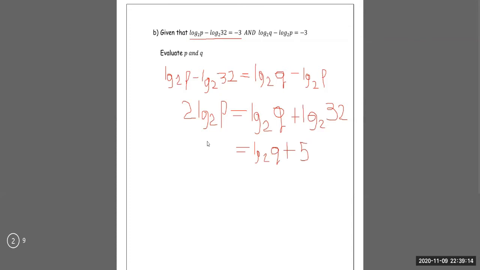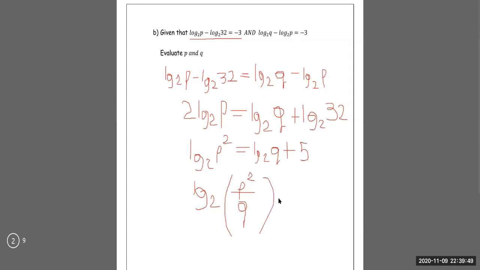And now what I'm going to do is, since we have this now, I'm going to bring up the 2 and write it as log base 2 of p squared. Yes, sir. All right, nice. So if I were to bring over the q over here, I would get log base 2 of, since we're subtracting when we bring it over, it would become p squared over q, right? Yes, sir. P squared over q, and that's equal to 5.